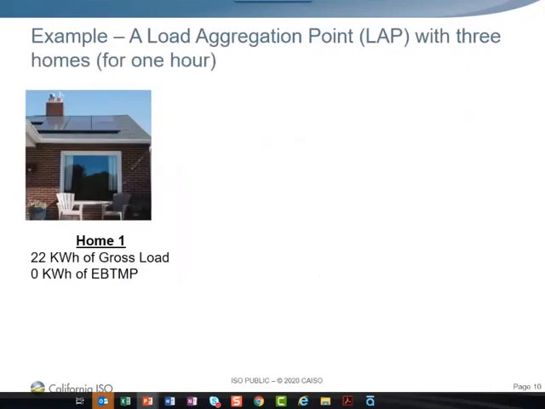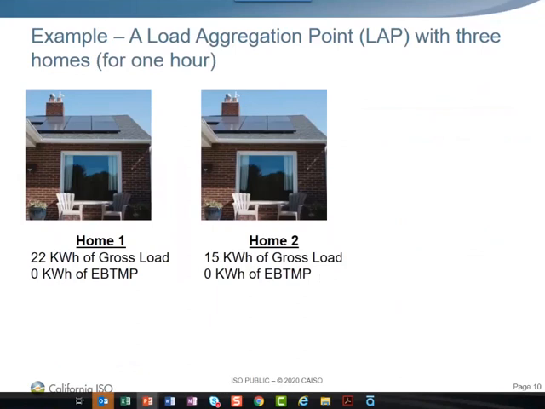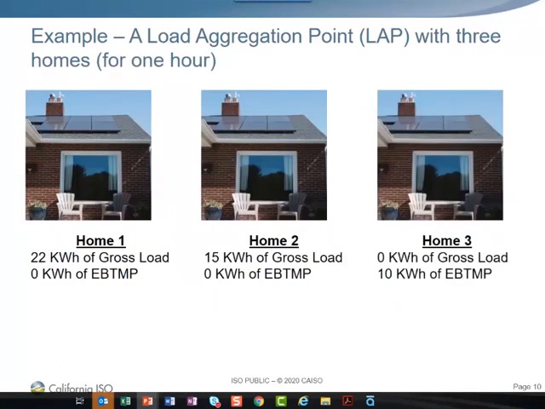So now we've looked at home 1, and the example on the previous slide is the 22 kilowatt hours of gross load and the 0 kilowatt hours of excess behind the meter production. Now, how does that work with all the other homes in that LAP? So we'll do an example with 3 houses here. The first one has, as you can see, the 22 kilowatt hours of gross load. The second home has 15 kilowatt hours of gross load.